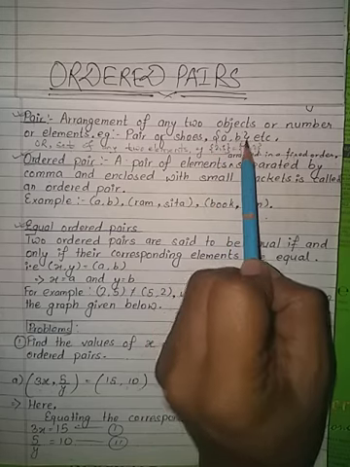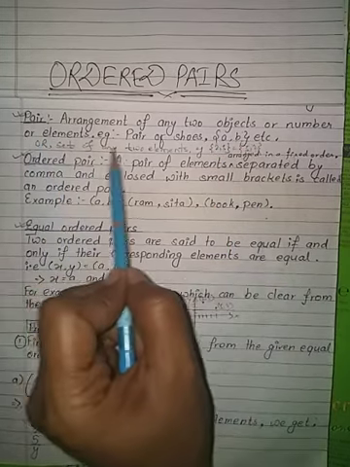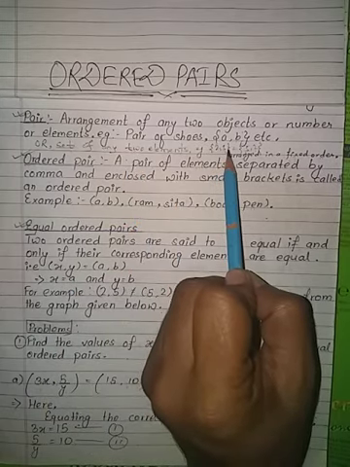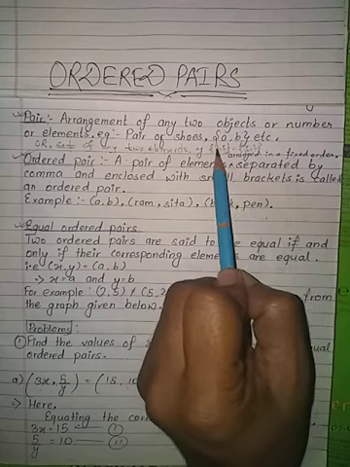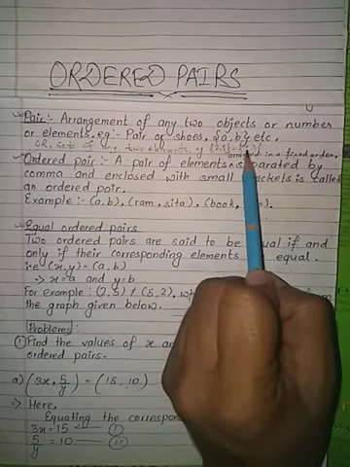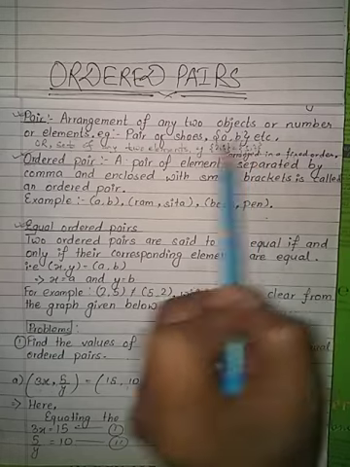As we have already said, a pair means a set of any two elements. So here 2, 5 is a set of two elements. We can say it is a pair because there are two elements. And 5, 2 is also a set of two elements. That's why it's a pair.